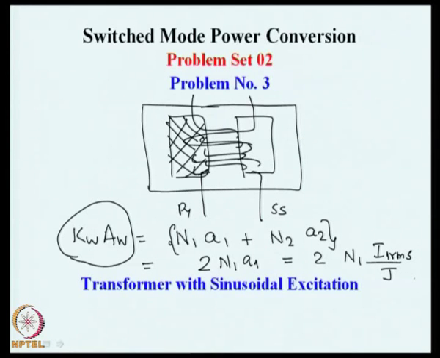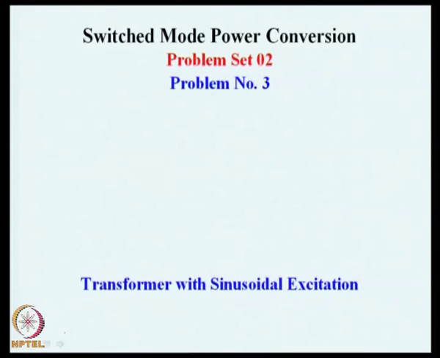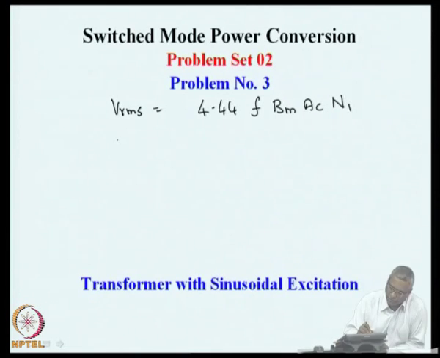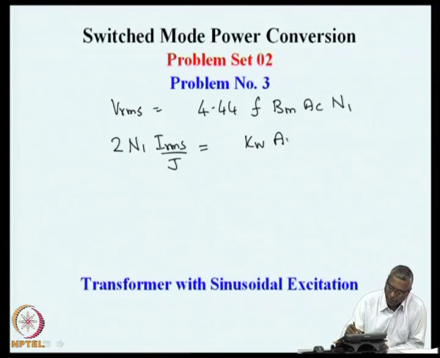Now, the same steps we had followed for square wave, but the sinusoidal kind of excitation is more common in distribution type of power supplies, and this example can be seen to have Vrms equal to 4.44 F Bm AC N1, if it is for primary. And then we had also seen that 2 times N1 IRMS by J is equal to Kw AW.